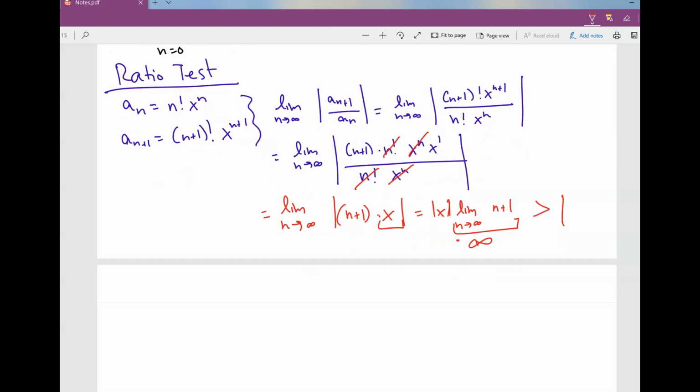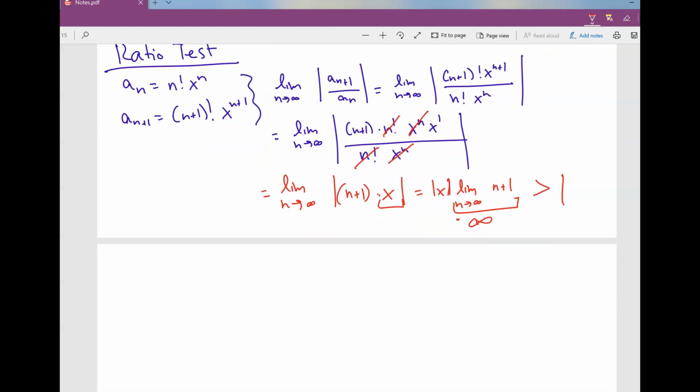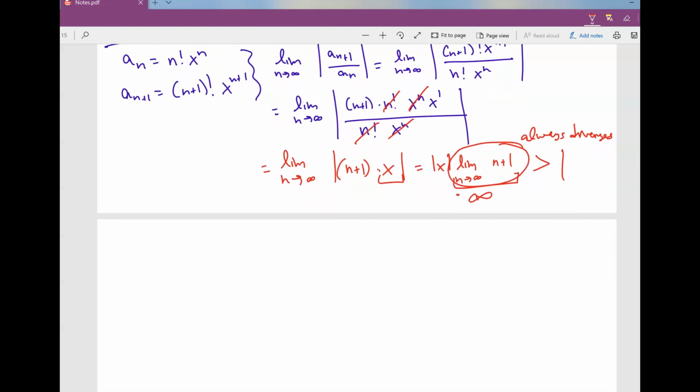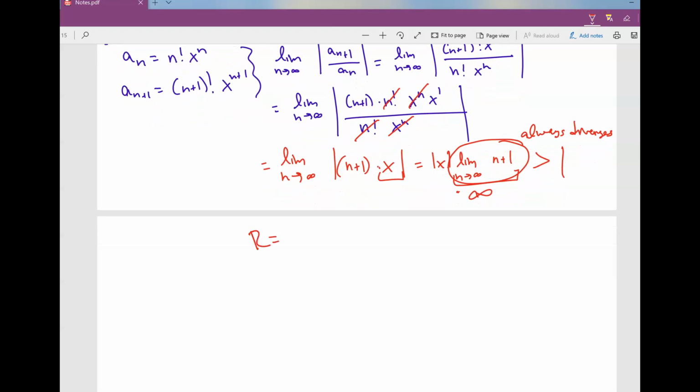So it doesn't matter what x is, this always diverges, because this limit is always going to infinity. So the radius of convergence, whenever it always diverges, is going to be 0. That means there are no numbers that are going to make it converge. And the interval is empty. It's an empty set. It just doesn't exist.